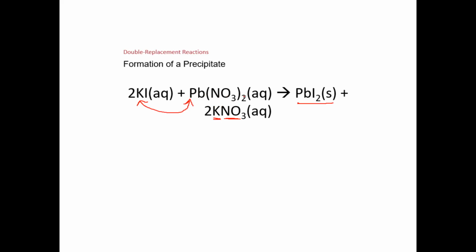Notice the subscripts are not following through. On the top, on the reactant side, the nitrate has a 2. On the product side, the nitrate does not have that 2. It has a 1. Because in the top, nitrate's combining with a positive 2 lead, but in the bottom, on the product side, the nitrate's combining with a positive 1 potassium. So we have to reassess for the subscripts.